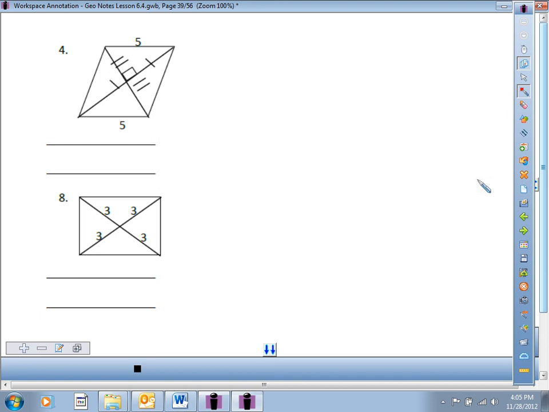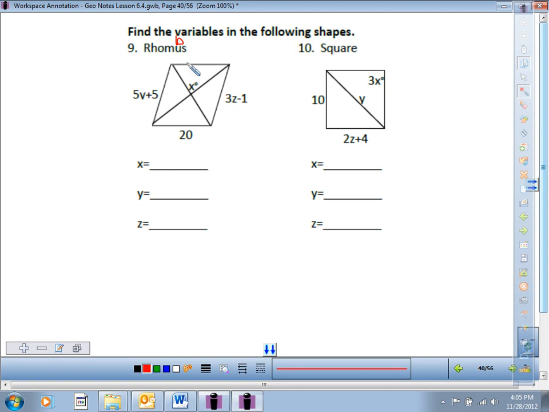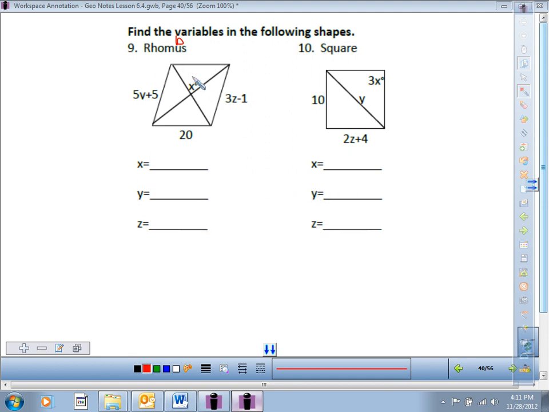Alright, I'm going to skip 4 and 8. Let's go to the next one here, and we'll look at some of the problems on the back. Find the variables in the following shapes. So now if we look at this, this guy is a rhombus right here. If you pull out your rhombus shape, you will know that this is a rhombus. We know that the diagonals of a rhombus intersect at 90 degrees. They're perpendicular, so that x right there has to be 90.